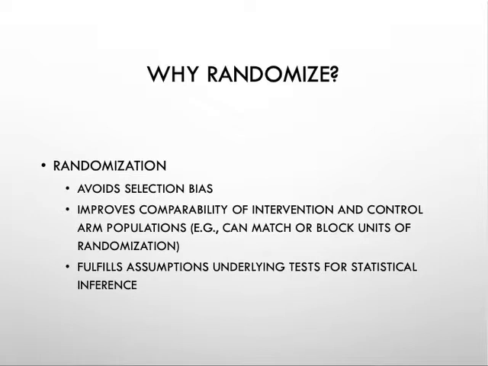Randomization avoids selection bias and improves comparability of the intervention and control arm populations. For example, we can match or block units of randomization, and it fulfills the assumptions underlying tests for statistical inference. So if it's random, we would expect that we would not violate the assumption of normality and those types of things.